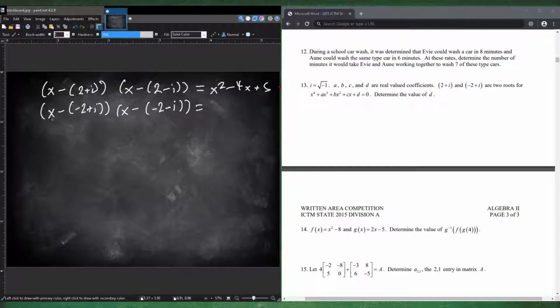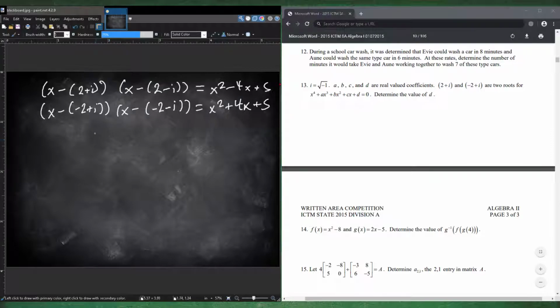Okay, now for this one, that's x squared. Positive 2, so that's positive 4x. And this is going to be positive, and then 4, and then minus I squared, so that's also a plus 5. So if you don't know how I just did that, you'll get used to it once you do a bunch of these factoring with polynomials. I just did it really fast because I know what to do.